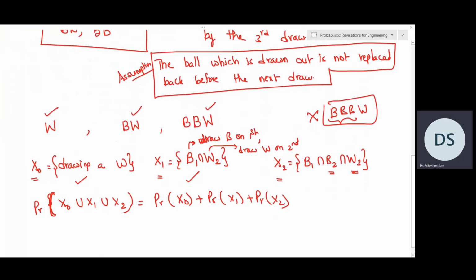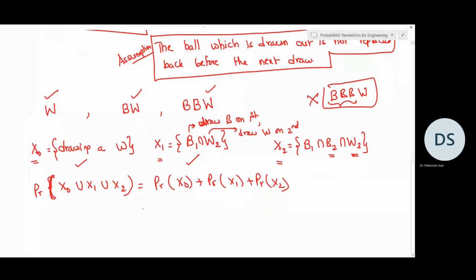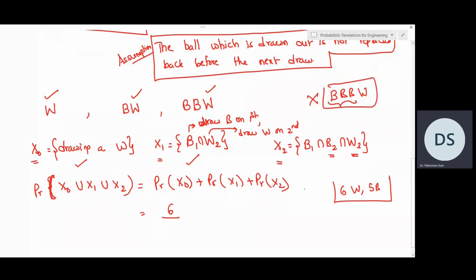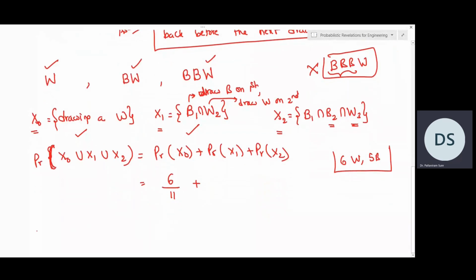So now calculating the probability of X0. So drawing a white ball on the first draw. We remember that our box has 6 white balls and 5 black balls. So 6 fundamental or elementary events are a part of this X0. So hence the probability of this X0 will be 6 by total number of balls, that is 11. Now coming to X1. So we'll write the probability of X1 separately and then substitute there.